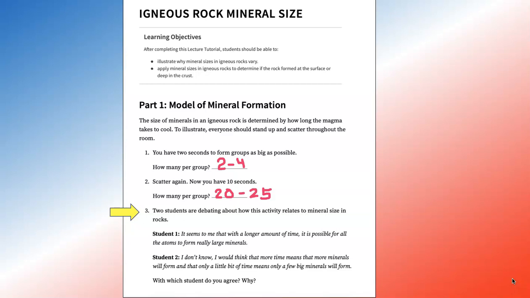Student 2 says, "Well, I don't know. I would think that more time means that more minerals will form, and that only a little bit of time would mean that only a few minerals would form, and they would be really big." So which student do you agree with and why? Well, student 1 is correct. And the reason is that minerals start small, and they grow larger with time. So when you have a short amount of time, those minerals just have not had enough opportunity to grow larger. And so student 1 is correct.